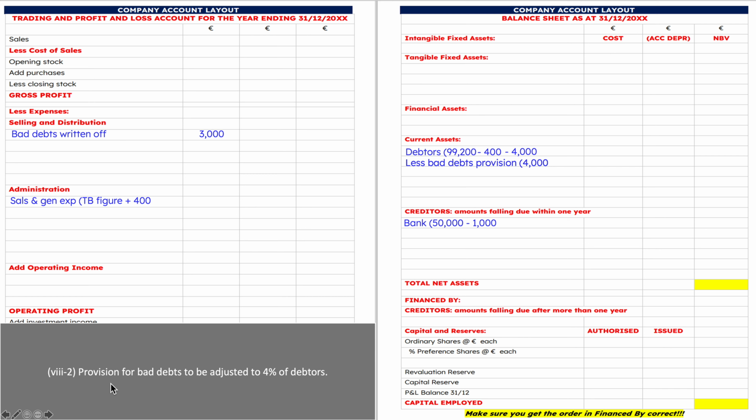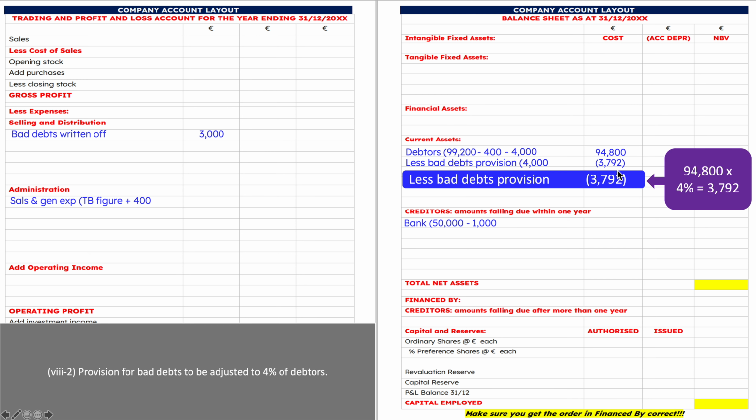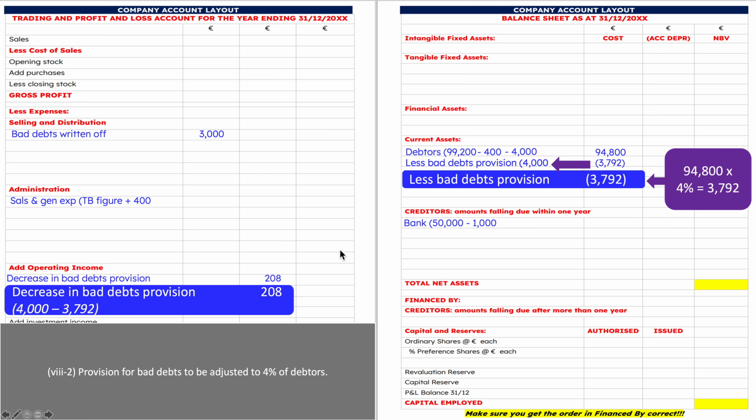8 part 2, we have provision for bad debts to be adjusted to 4% of debtors. So we tot up all of our debtors here, which are 94,800. We will multiply that by 4% and we get €3,792. We compare that then to the bad debts provision that had already existed there. And we can see clearly that that is a decrease in bad debts provision, which is great. Decrease in bad debts provision there, €208. So that is a really good sign there.